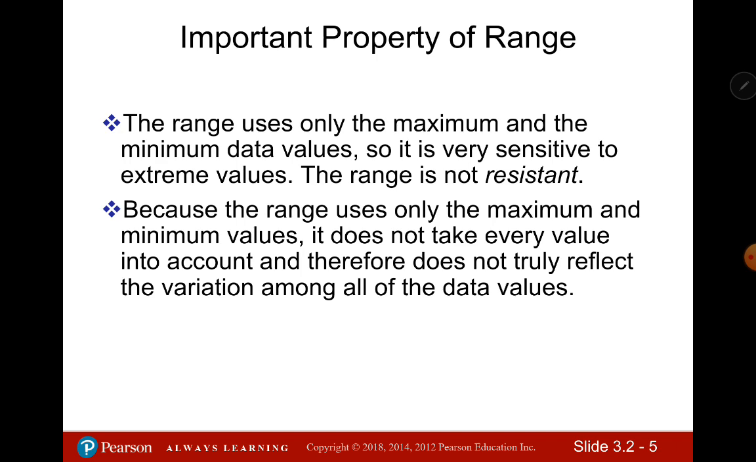The second property is that the range is not very reliable, we will say, because it just uses the minimum and the maximum value, which means a lot of useful information has been dropped. So it's not very reliable, and does not truly reflect the variation among all the values.